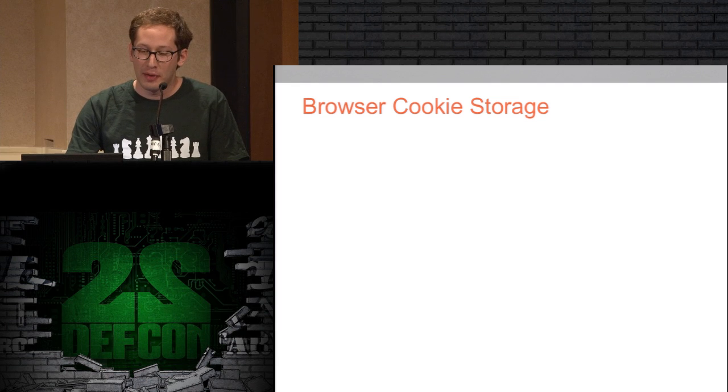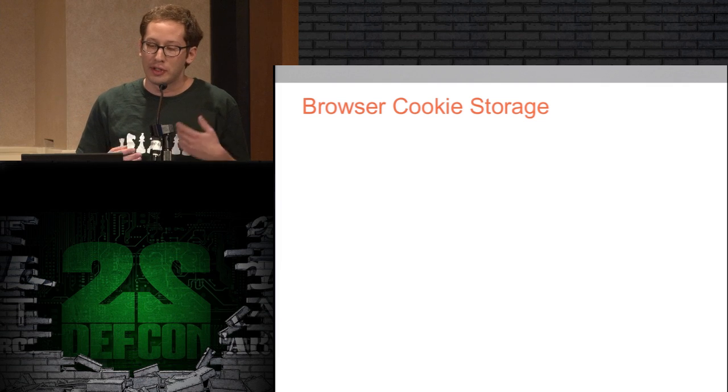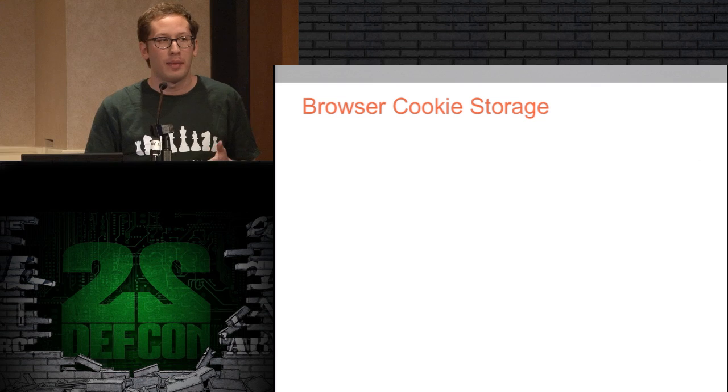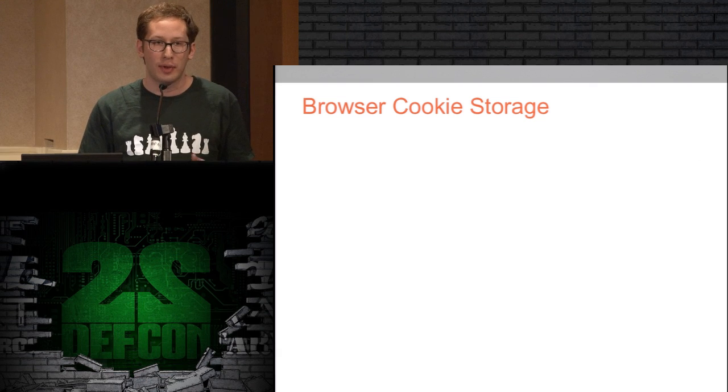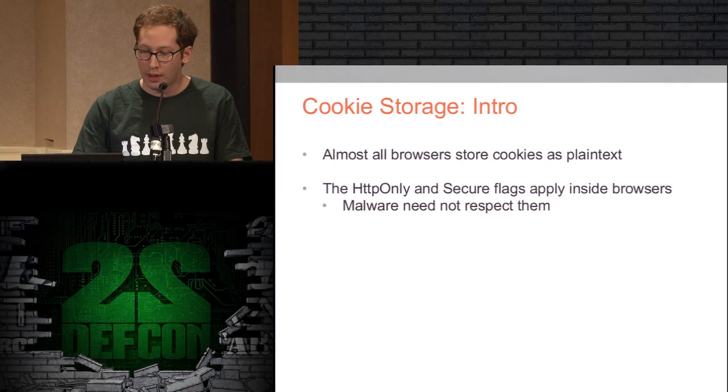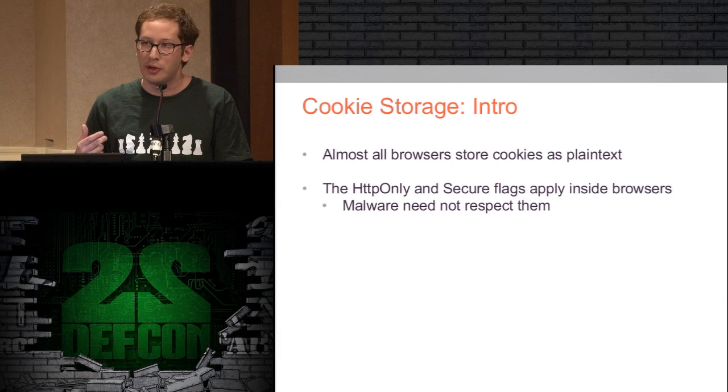Okay, so we're going to talk about the way that browsers store cookies, because the idea is if someone takes over your machine or just is on it for a temporary period of time, how would they read your cookies? What's involved in doing that? So most browsers store cookies as plain text, and the HTTP only and secure flags I talked about earlier are only inside of browsers. So it's up to the HTTP client to enforce them to protect you. Malware doesn't need to respect them. The cookies are all stored in the same place, so your secure cookies are stored alongside your not secure cookies.